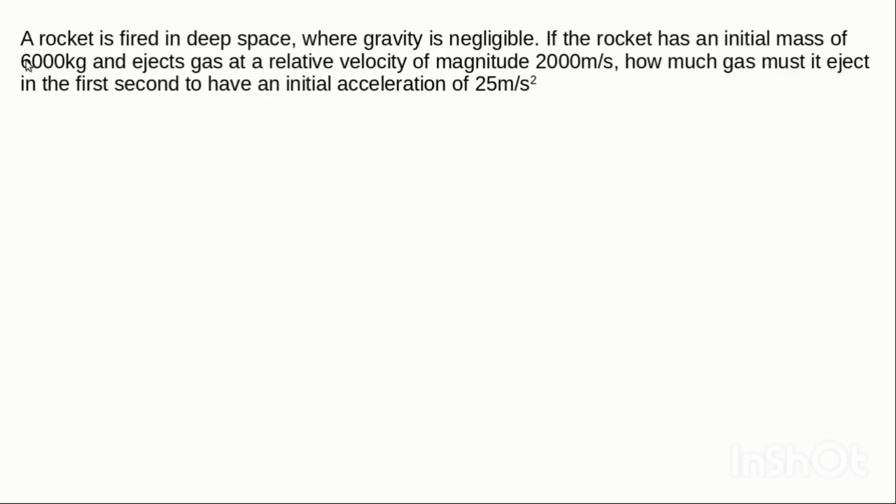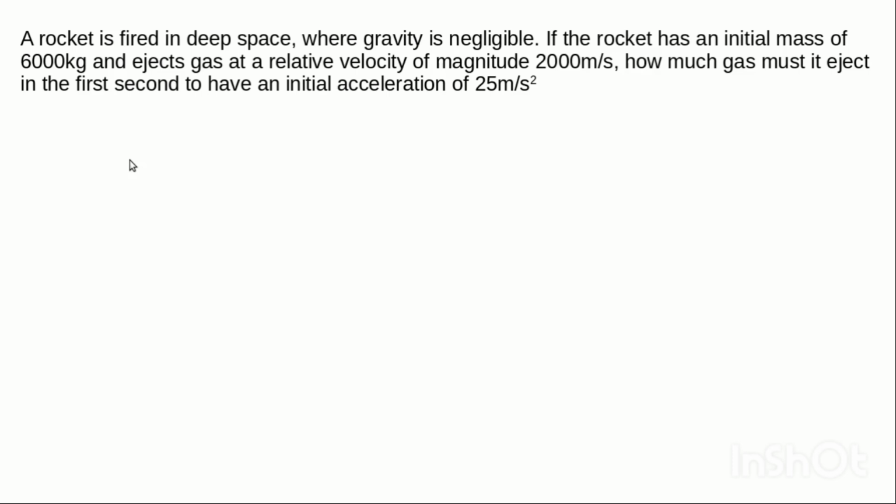So we have the first question. A rocket is fired in deep space where gravity is negligible. If the rocket has an initial mass of 6,000 kg and ejects gas at a relative velocity of magnitude this, how much gas must it eject in the first second to have an initial acceleration of this? So now we're talking about acceleration and we're talking about exhaust. There is nothing like final velocity in this case.